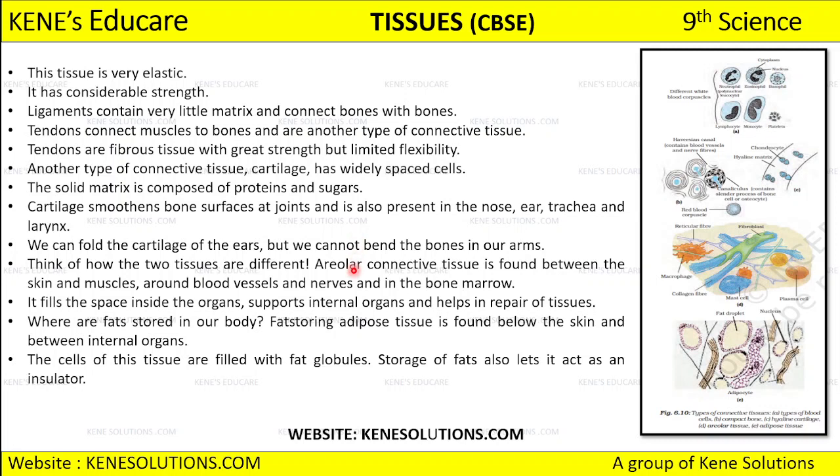So here we have this areolar connective tissue which is found between the skin and the muscle, as well as around the blood vessels and the nerves in the bone marrow. ठीक है, so यहाँ पे कौन सा टाइप का टिश्यू है हमारे पास? एरियोलार कनेक्टिव टिश्यू. Now this areolar connective tissue, where can we find this? Between the skin and the muscle. तो skin और muscles के बीच में, this is a kind of connective tissue called areolar connective tissue. Along with this, it is also present around the blood vessels and the nerves in the bone marrow. कहाँ पे present होगा? Around the blood vessels and the nerves in the bone marrow.